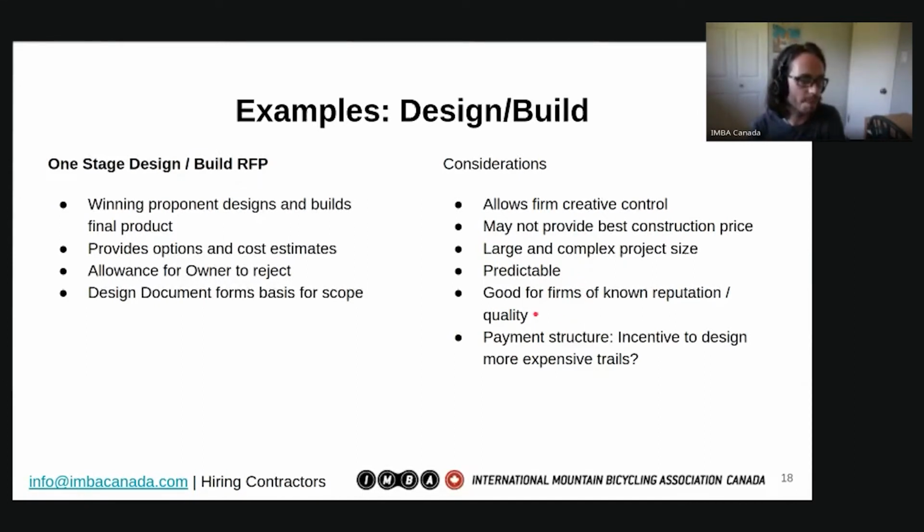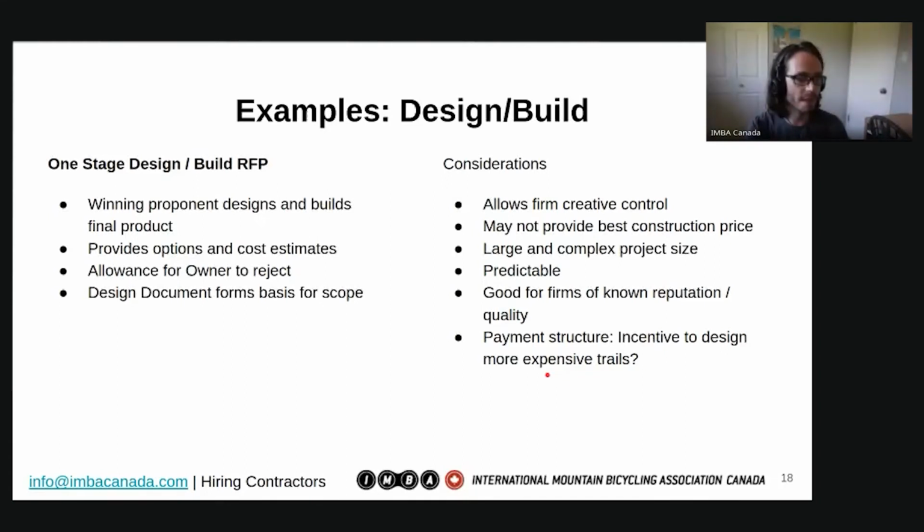So if you have some firms nearby that have a known reputation or quality, this is a good way to structure the project if you're looking at entertaining them. There's a good amount of profitability built into these kinds of projects for those firms if they're doing everything right. So it can be a really good approach if that's the type of firm you're looking to incentivize to bid on your project.